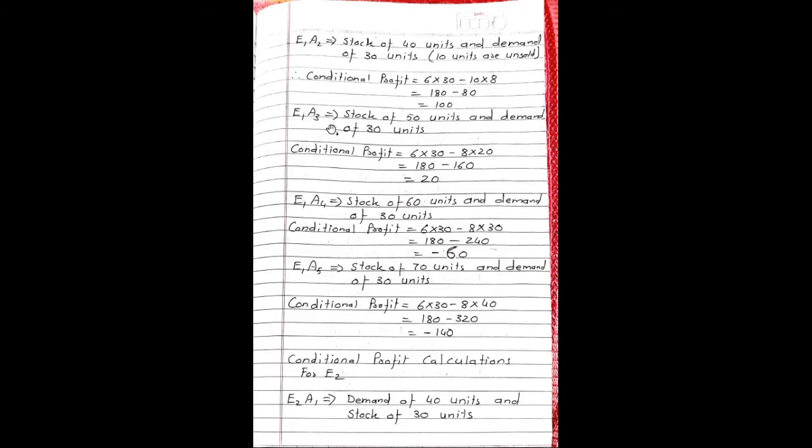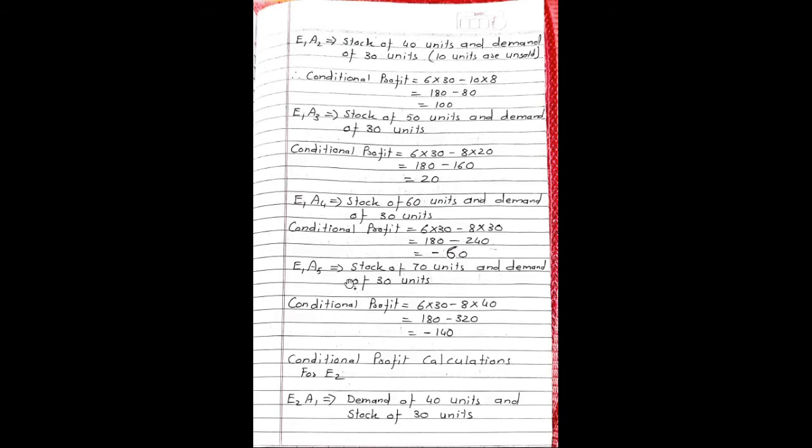E1 A3, stock of 50 units and demand of 30 units. So conditional profit value can be calculated as 6 into 30 minus 8 into 20, because 20 items will remain unsold. So which is nothing but 180 minus 160. So answer is 20. Then E1 A4, stock of 60 units and demand of 30 units. So conditional profit can be calculated as 6 into 30 minus 8 into 30, which is nothing but 180 minus 240. So answer is minus 60.